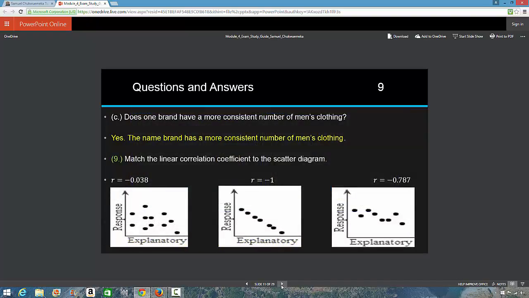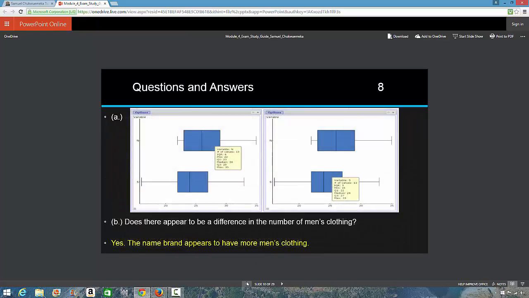And does one brand have a more consistent number of men's clothing? Yes. The name brand appears to have a more consistent number of men's clothing. If you look at this, this is the lower quartile, this is the median, and this is the upper quartile. It is kind of symmetrical for the name brand, but for the store brand, you see that this area here is greater than this area here.